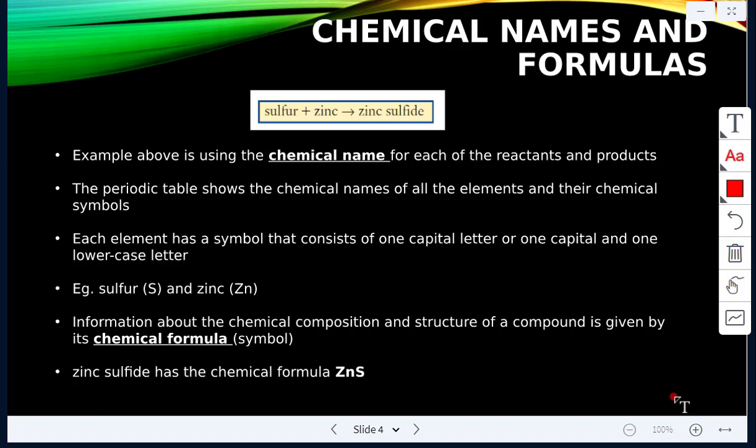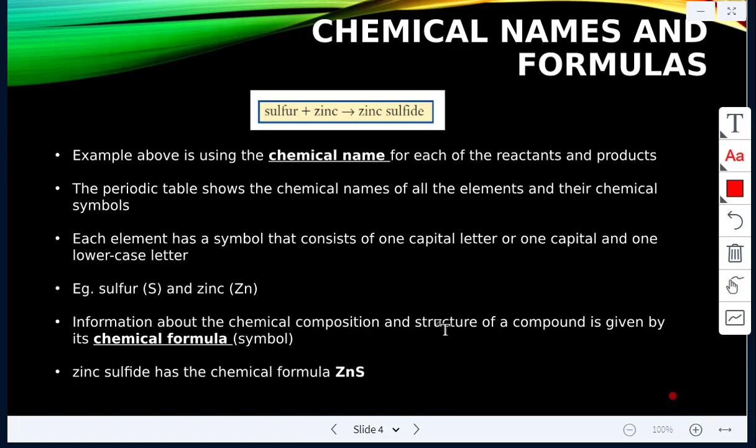Okay, so here we're looking at chemical names and formulas. In this example, we have sulfur plus zinc makes zinc sulfide. So in this example, we're using the chemical name for the reactants and the products. But using the periodic table, you can also get the chemical names of all the elements and their chemical symbols. When you look on the periodic table, each element has a symbol. It consists of 1 capital letter, or it might have 1 capital letter and 1 lowercase letter.